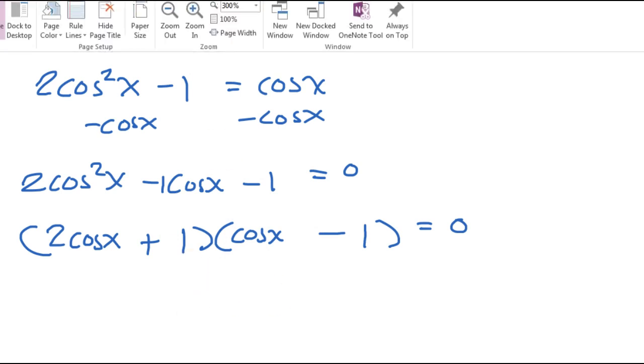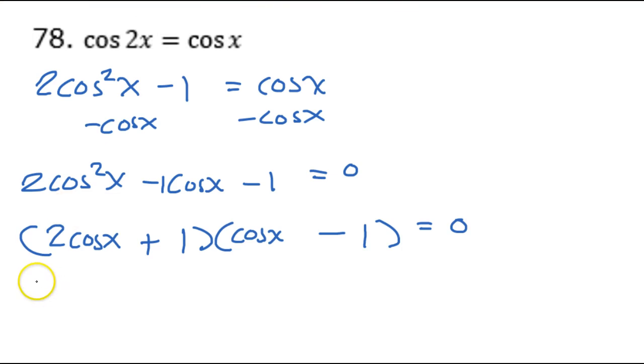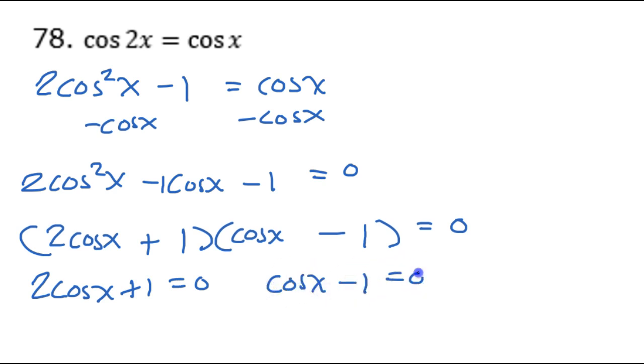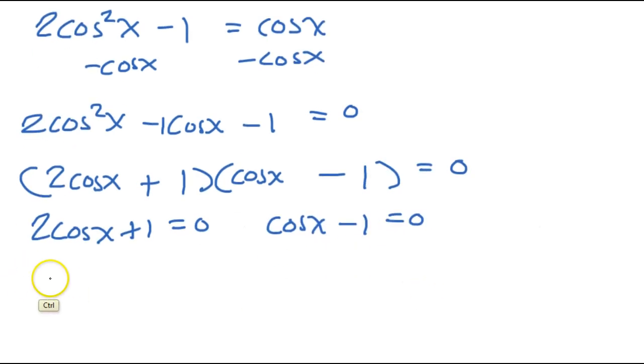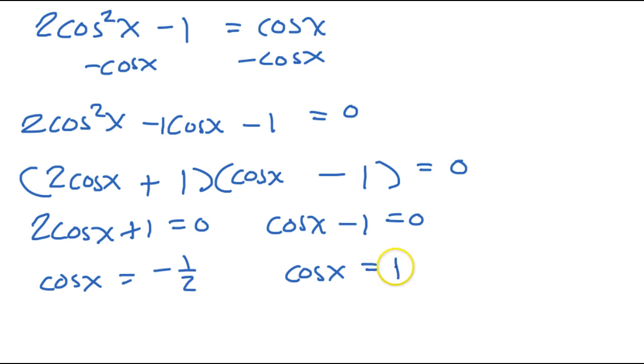So we will set each of the factors equal to 0. So if I take 2 cosine x plus 1, set that equal to 0, and then cosine x minus 1, set that equal to 0. This is going to give me cosine x is equal to negative 1/2. And this is going to give me cosine x is equal to 1.